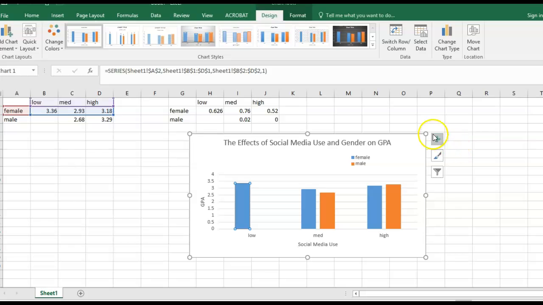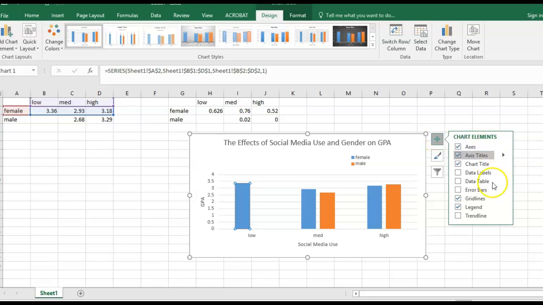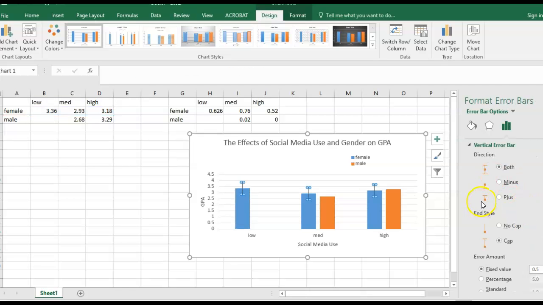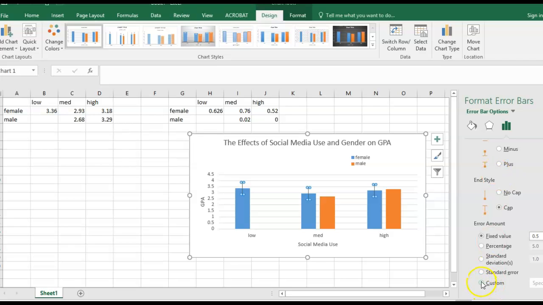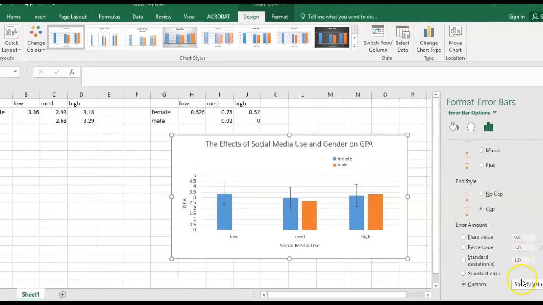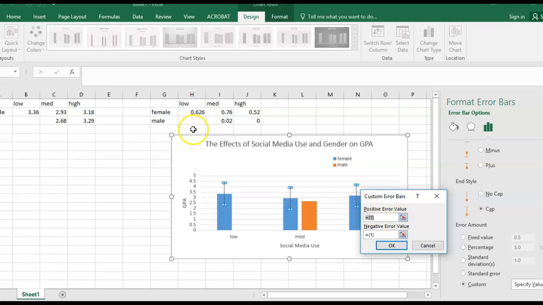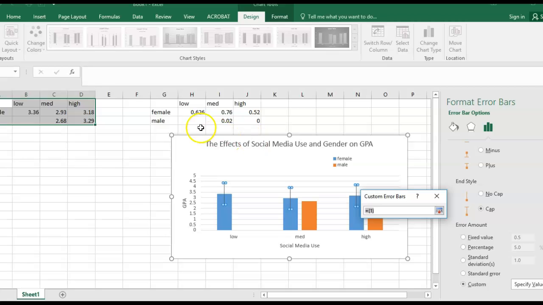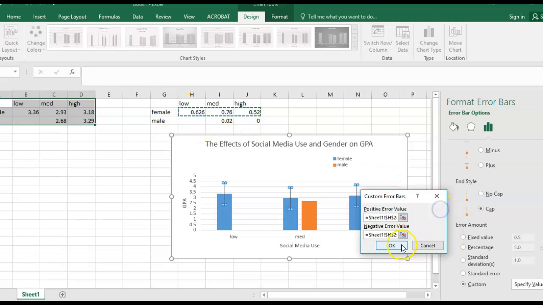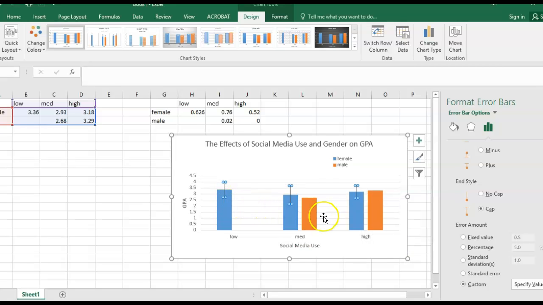Highlight the first set of bars, click this plus sign and go to error bars and click it and go to more options and then do custom. And if you scroll all the way to the bottom, you'll see the custom option. My screen is cutting off here. Click specify value. And now highlight, for I do both, and just highlight the top row for that. There's my error bars on the blue ones.